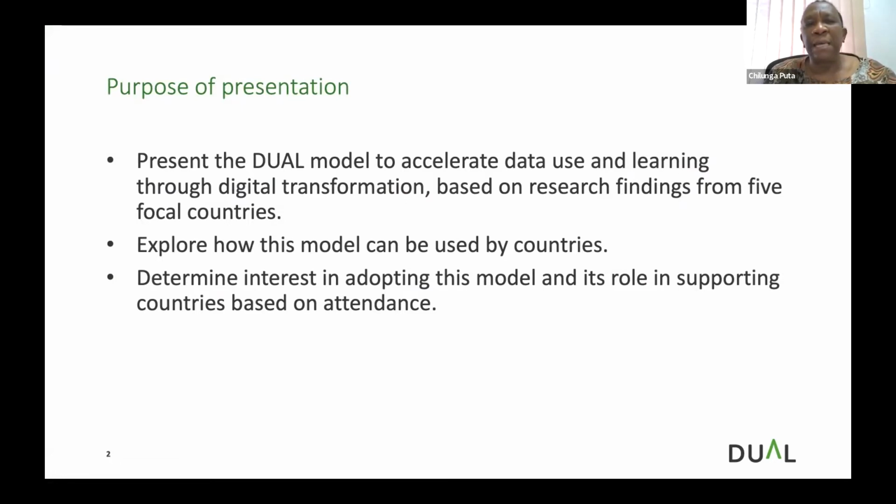So we'll present that dual model, and then we'll explore how this model can be used by countries. And then we really are interested to know which countries presented here would actually be interested in a more in-depth discussion with the possibility of adopting or adapting this model and how it could work in the context of Asia.